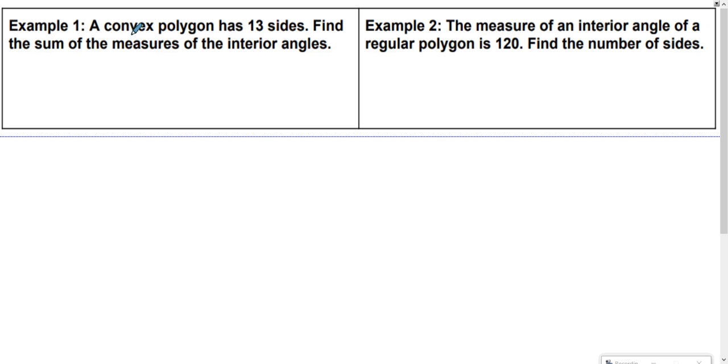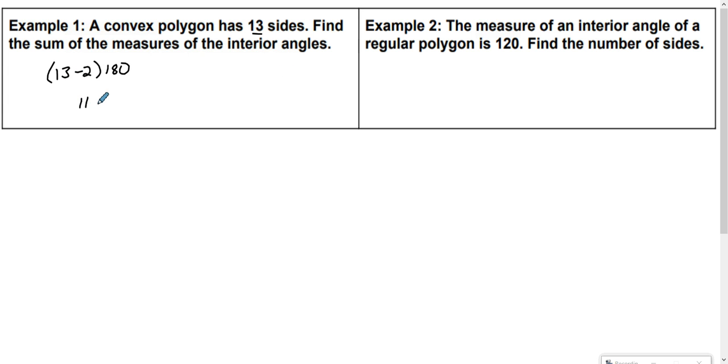Let's do an example. A convex polygon has 13 sides. Find the sum of the measures. So if I had a 13-sided polygon, all you have to do is number of sides minus 2 times 180. Right? Number of sides minus 2 times 180. 13 minus 2, 11. 11 times 180.